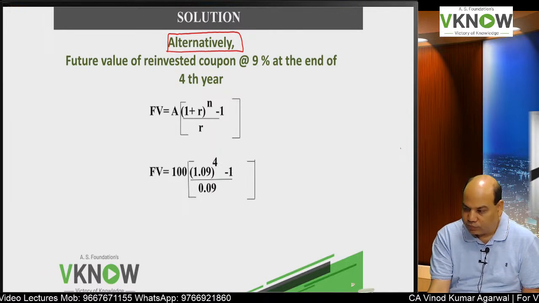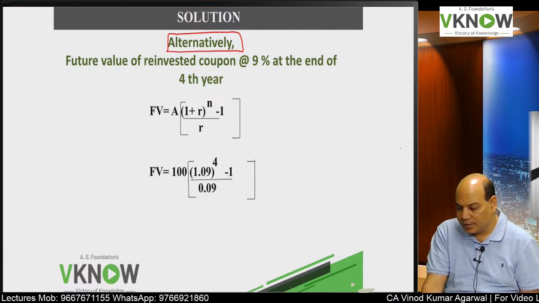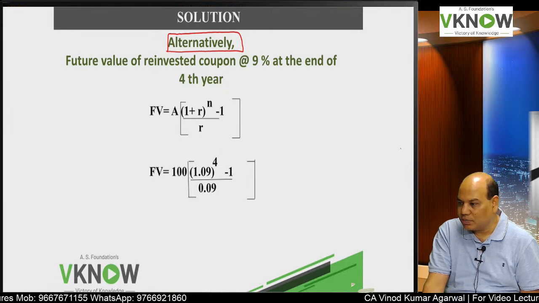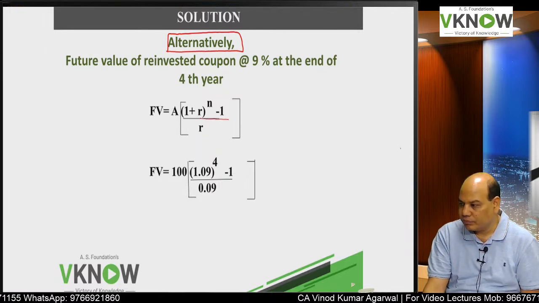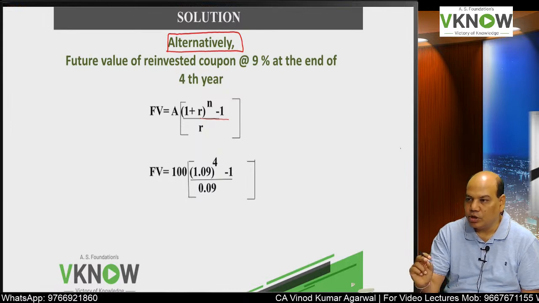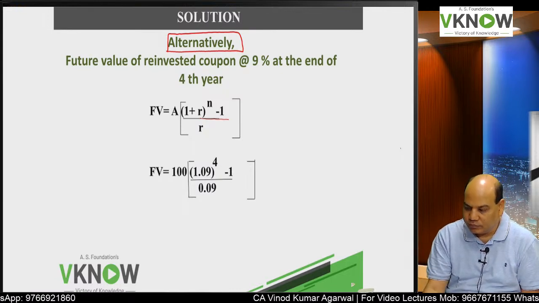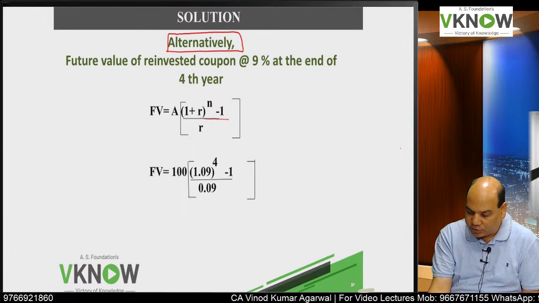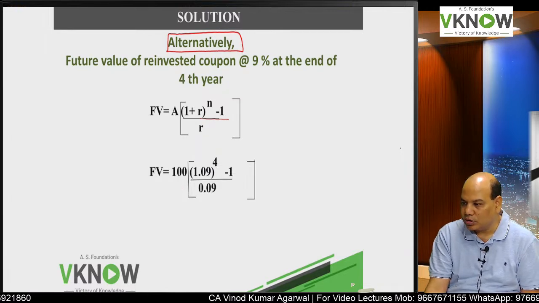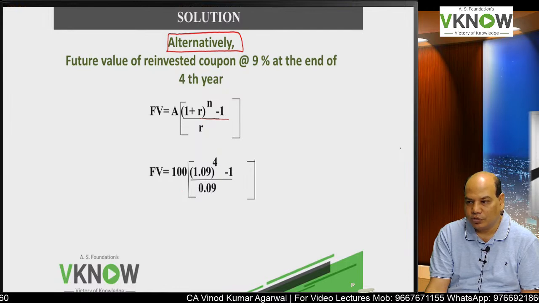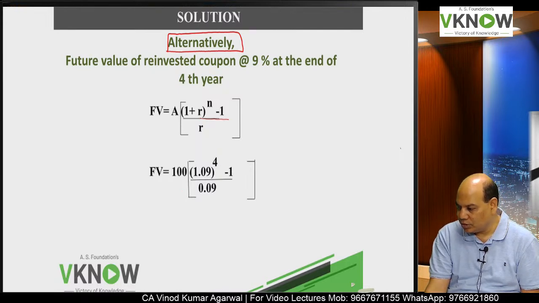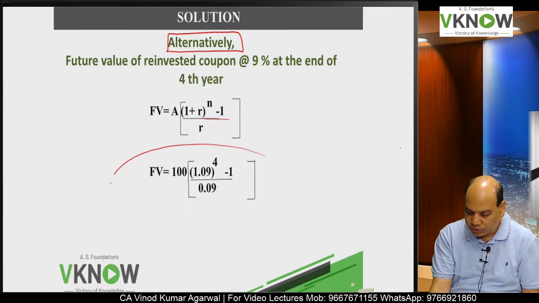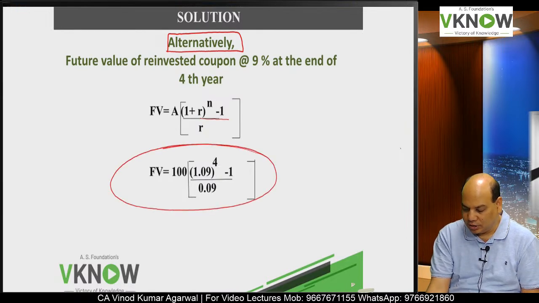So this formula is: future value is equal to A into (1 plus R to the power n minus 1) in the numerator, divided by R. This is the formula to find out the future value of annuity. So I will put the numbers and you will give me the answer. 100 into (1.09 to the power 4 minus 1) divided by 0.09. Please solve this and give me the answer.